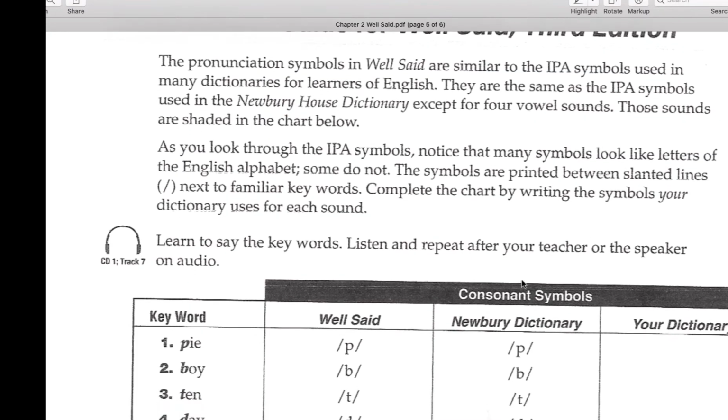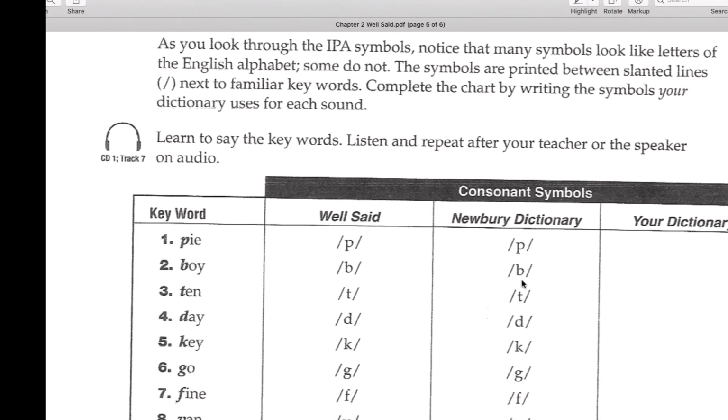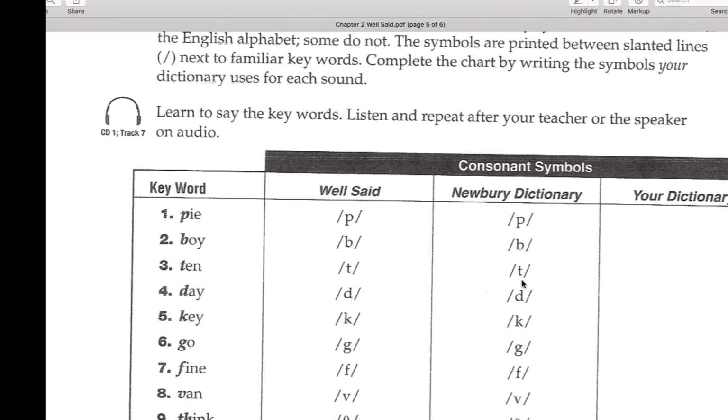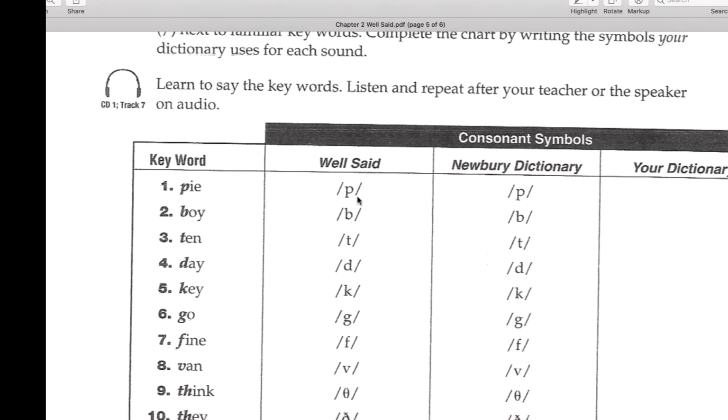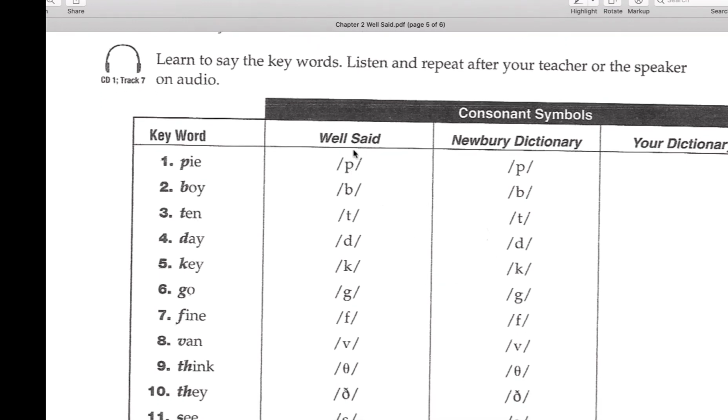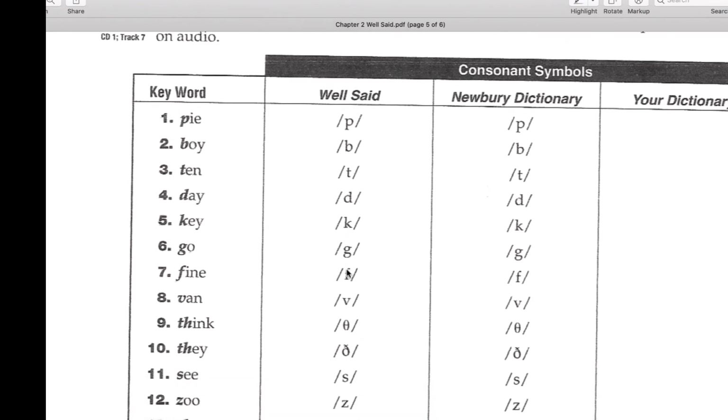And most of the symbols in the IPA look like these symbols in English. So the P in the IPA is the P in the dictionaries, and these all look exactly the same. So this P in the slashes here means that it's pronounced P, and then B, and then T, and then D, and then K, and then G, and then F, and then V.